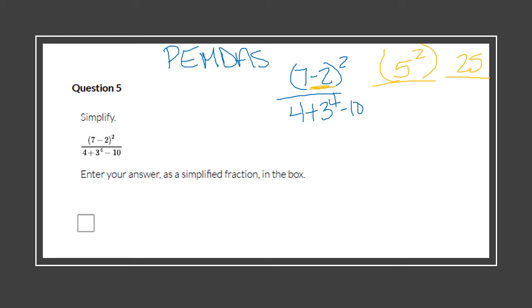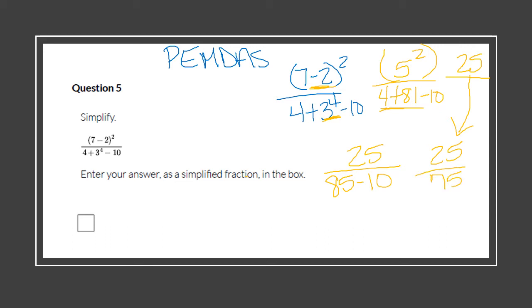So now I can look at the bottom and do that set of parentheses. So I am going to be doing the 3 to the 4th first. So that means 3 times 3 times 3 times 3. That's 81. So now I'm just going to do addition and subtraction left to right. So I'm actually going to bring this down so that I can have a little bit more room to work. And I'm going to add 4 plus 81 first. And that's 85. So then I need to subtract 10 from that. And I do get 25 over 75.